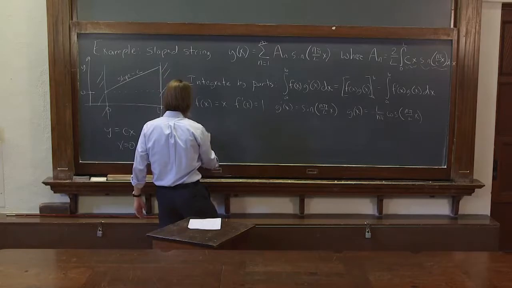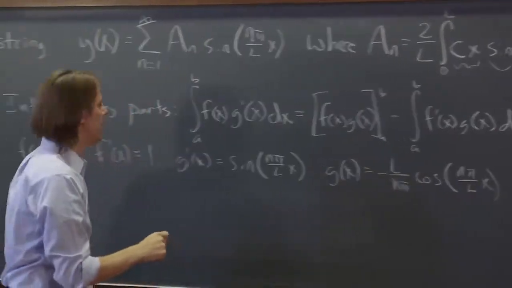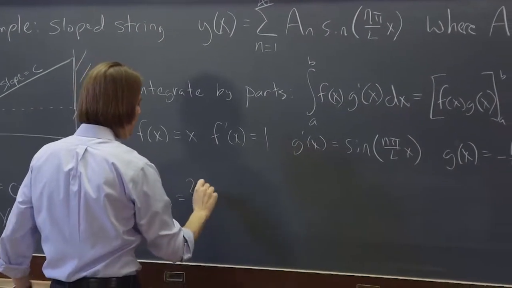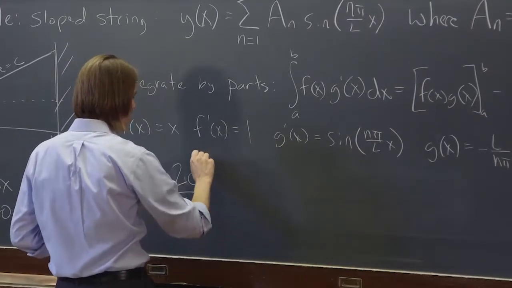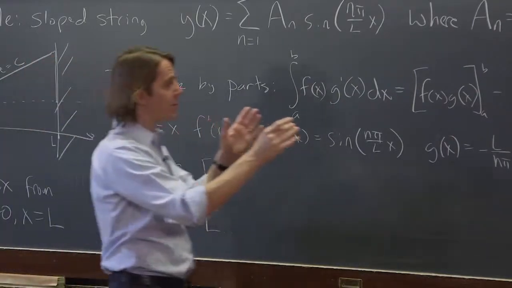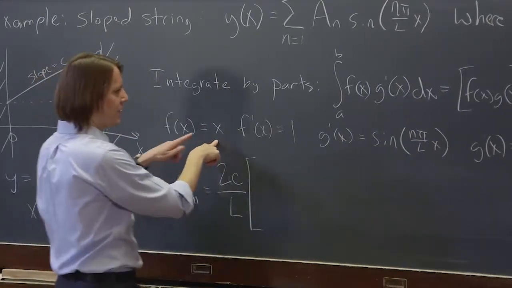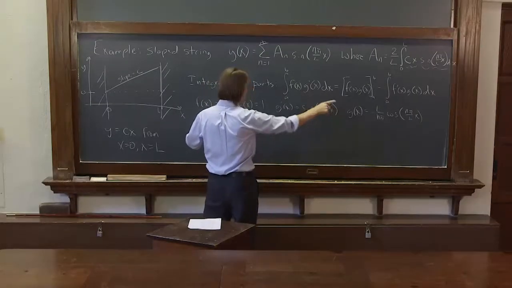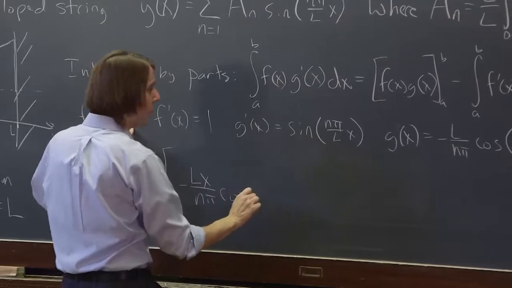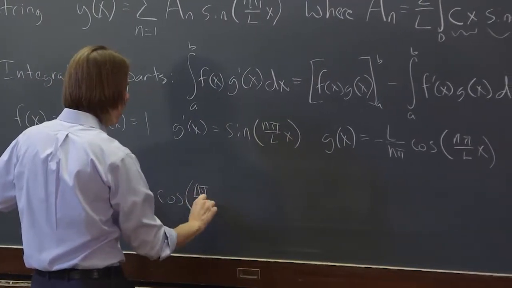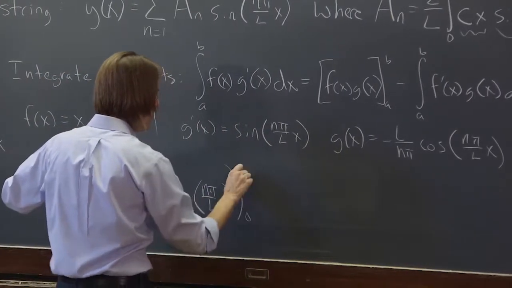The an equals 2 over L, but I'm pulling the c out, so that's 2c over L, times the entire integration by parts. So f of x times g of x evaluated from a to b. So x times minus, times that part, so that's minus Lx over n pi cosine n pi over L x. And that whole thing is evaluated from a to b, which is from 0 to L in this case.